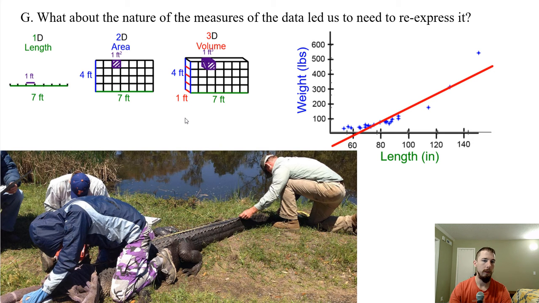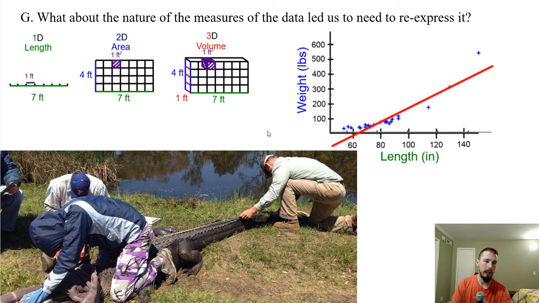All right, so what about the nature of the measurements of the data that led us to need to re-express it? If we're dealing with the length of the alligator, that's a one-dimensional measurement. The area would be 2D, and the volume is 3D. Which of these is tied to the weight of the alligator? Assuming all the alligators have the same density, we would actually be tied to the volume. So as the length increases, the volume increases by a factor of 3.